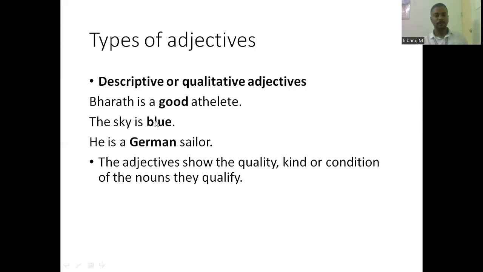The sky is blue. The sky looks blue. So here the adjective blue is descriptive, it describes the sky. It describes the quality of the sky. The sky looks blue. So it is a qualitative adjective.